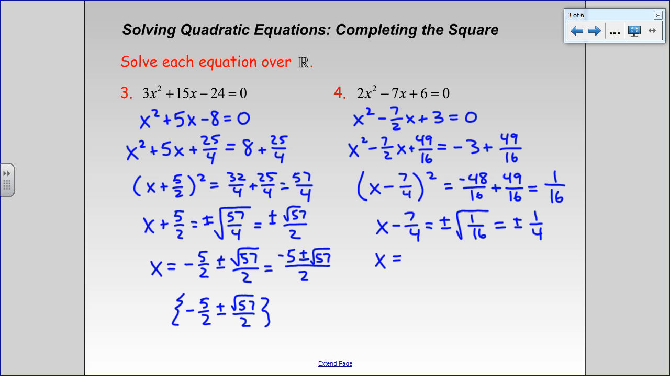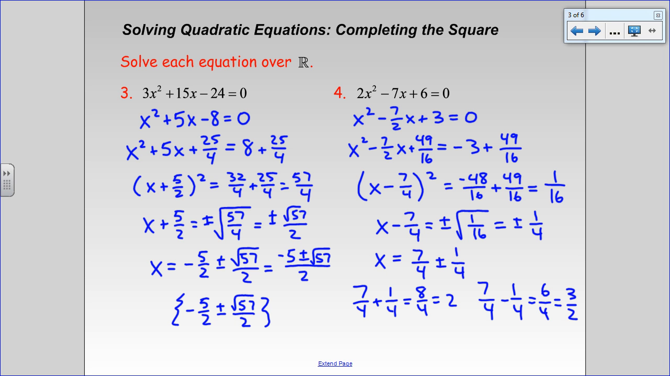Finally, we can add 7/4 to both sides. And then in this case, we can simplify our answers by first taking 7/4 plus 1/4, which is 8/4, or 2. That's our first solution. And then we can take 7/4 minus 1/4 and get 6/4, or 3 over 2, as our second solution. So our solution set has two numbers, both rational numbers in this case, 3 over 2 and 2.